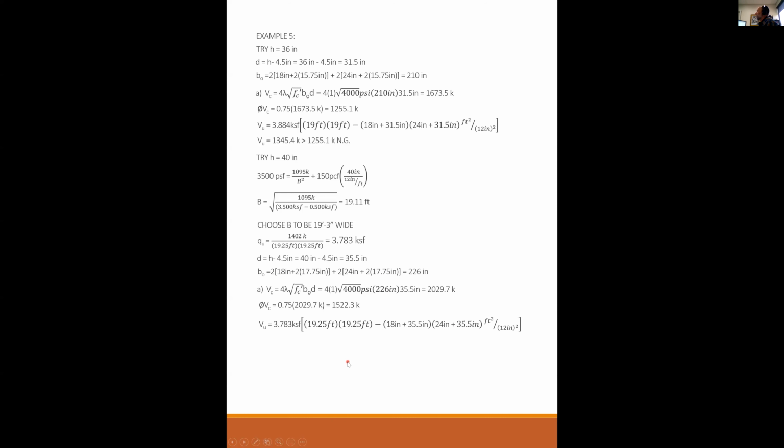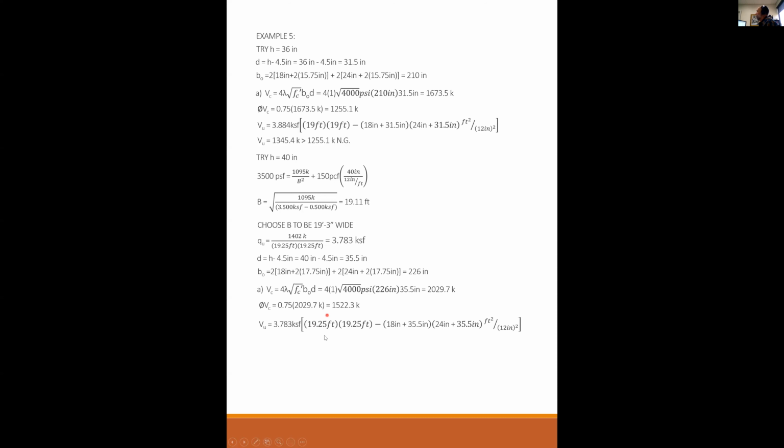d is 40 minus 4.5, which is 35.5. b0, again, column plus d over 2, column plus d over 2. And b0 is 226. So recalculating equation A, I plug in 226 and the 35.5. I get 2,029.7 kips. Phi times 2029 gives me 1522.3 kips. I think I finally got it.